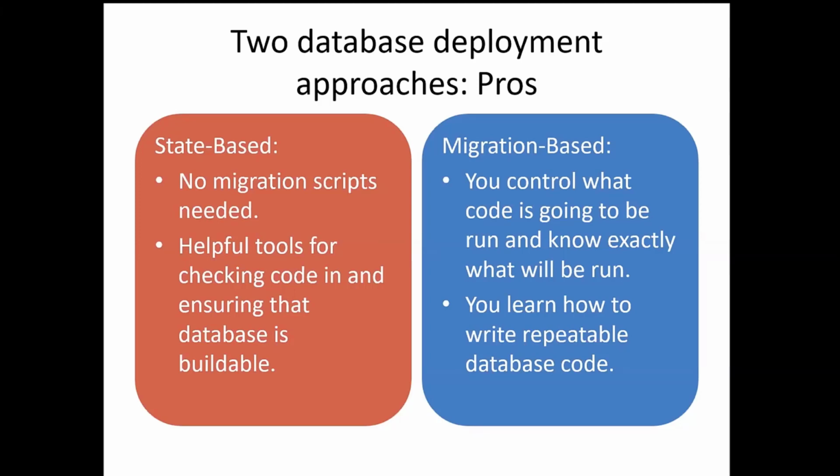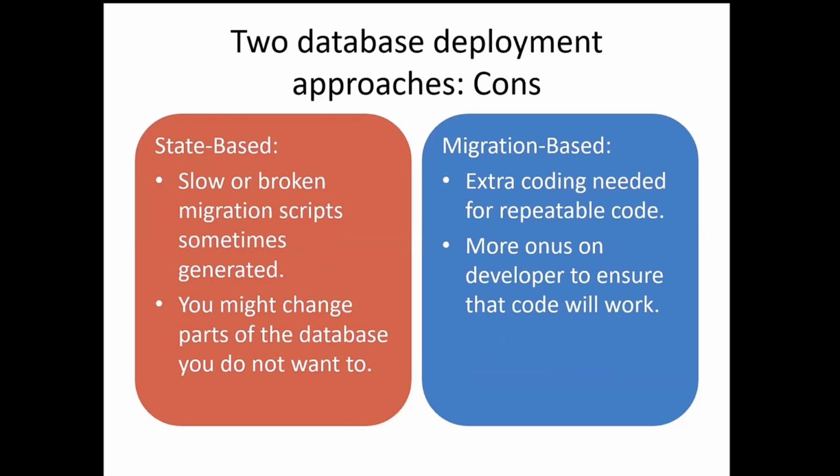So the nice things about these different database approaches are, with state-based, you don't have to write migration scripts, so that makes it a lot easier and faster to get releases out. There's also helpful tools out there for checking code in and ensuring that the database is buildable. You can do a build with SQL Server Data Tools and just make sure stuff works. And with any of the source control tools, with Redgate or Apex SQL, you can just check stuff into Git within SQL Server Management Studio pretty easily. On the migration-based side, you can control what code is going to be run and know exactly what will be run, which is definitely reassuring on a release night. You also learn how to write repeatable database code, which is helpful for multiple things if you're writing a lot of stored procedures.